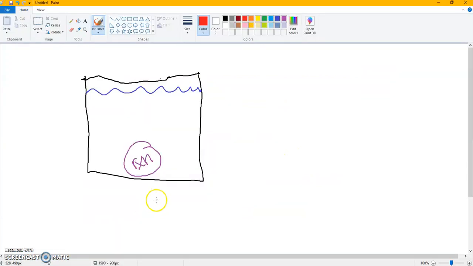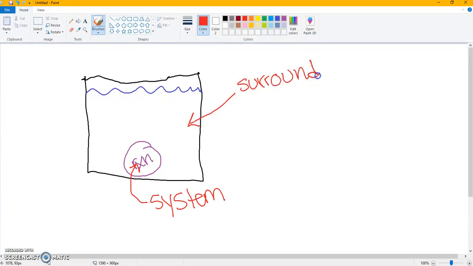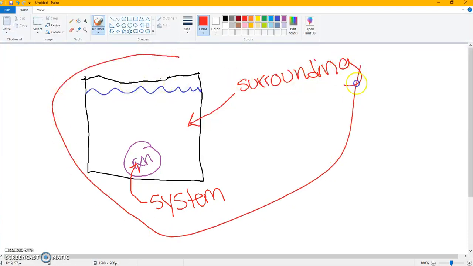So when we talk about systems, surroundings, and universe, our system is whatever we are watching. So in this case, it's the reaction. I have a reaction going on. My surrounding is the water surrounding my reaction. And then the universe is the entire thing. So my universe is my system plus the surrounding.